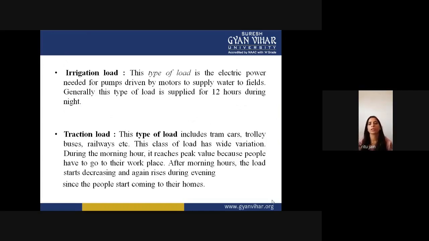Traction load: this type of load includes tram cars, trolleys, buses, railways, etc. This class of load has wide variation. During the morning hours, it reaches peak value because people have to go to their workplace. After morning hours, the load starts decreasing and again rises during the evening, since the people start coming to their homes.